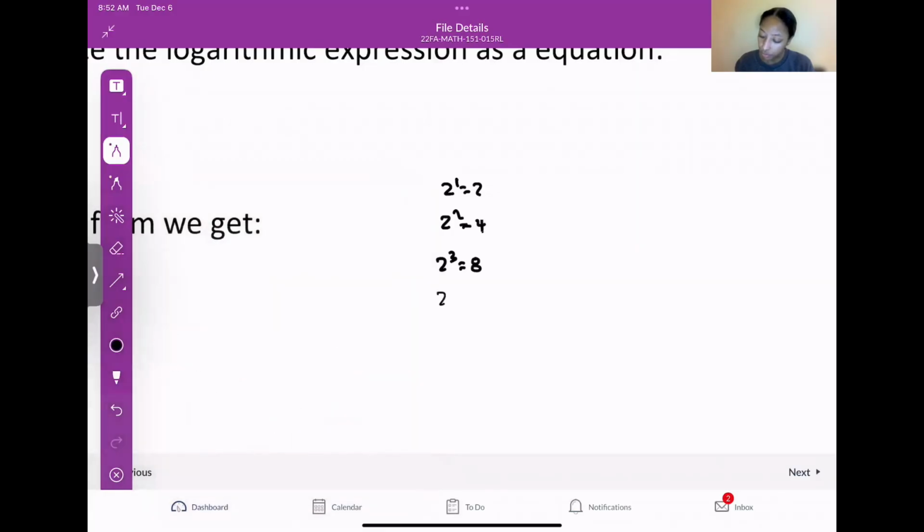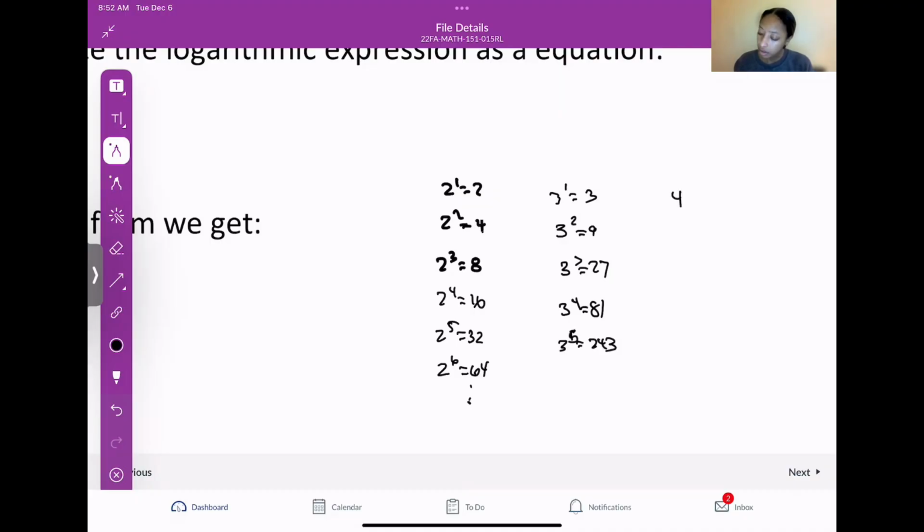Okay, 2 to the 4th is 16, 2 to the 5th is 32, 2 to the 6th is 64, and so on. 3 to the 1st is 3. Well, we know the first powers. 3 squared is 9, 3 cubed is 27, 3 to the 4th is 81, 3 to the 5th would then be 81 times 3, 243.